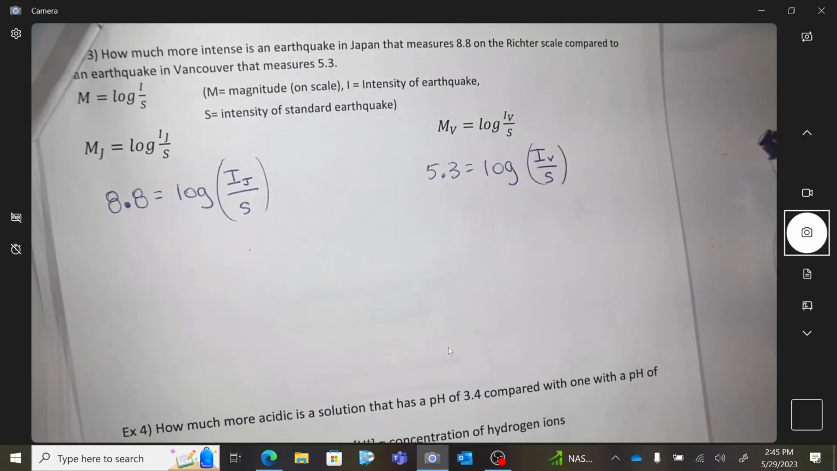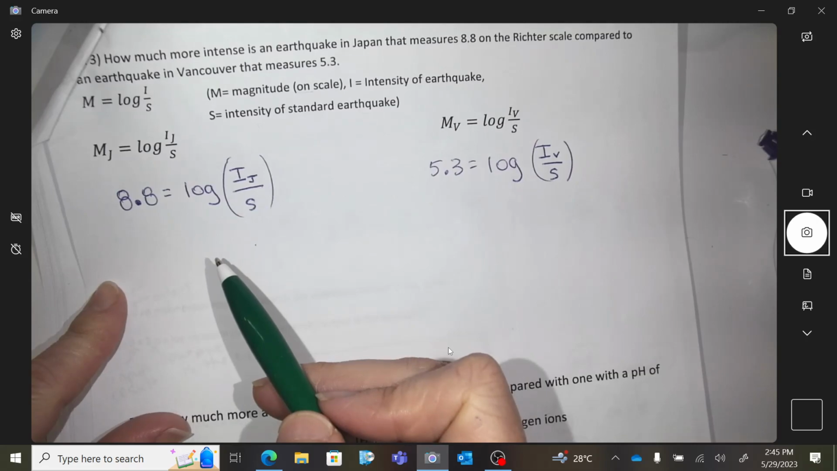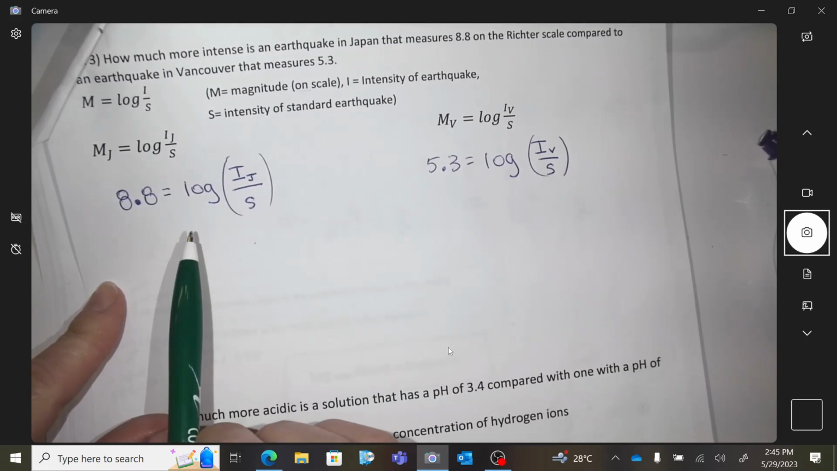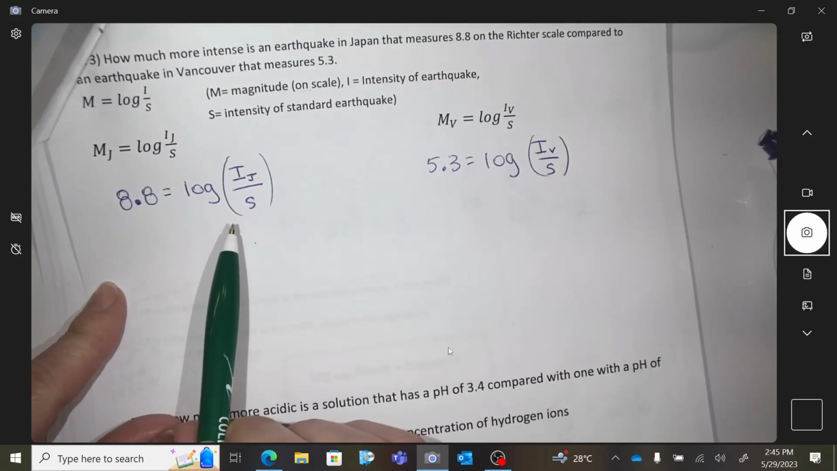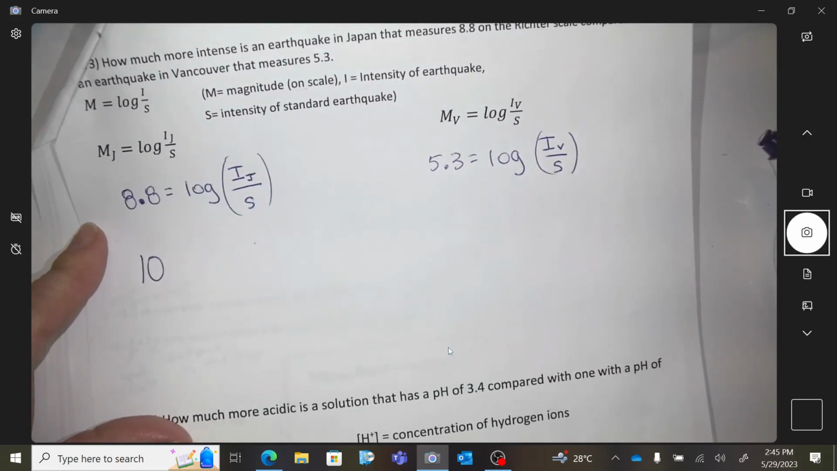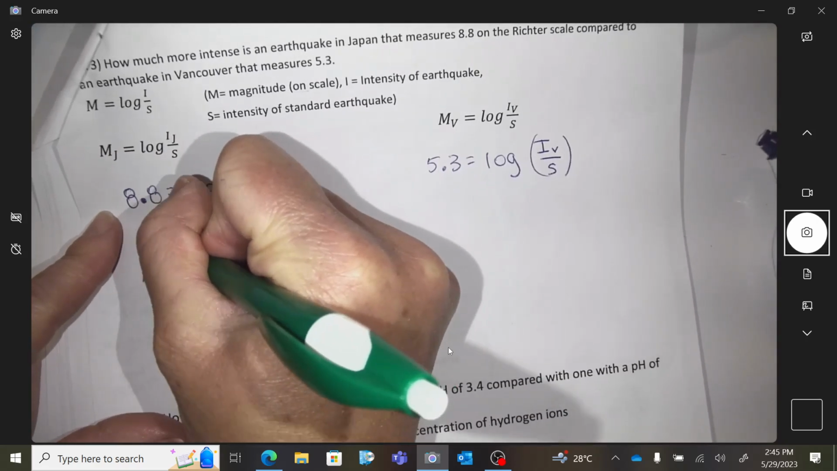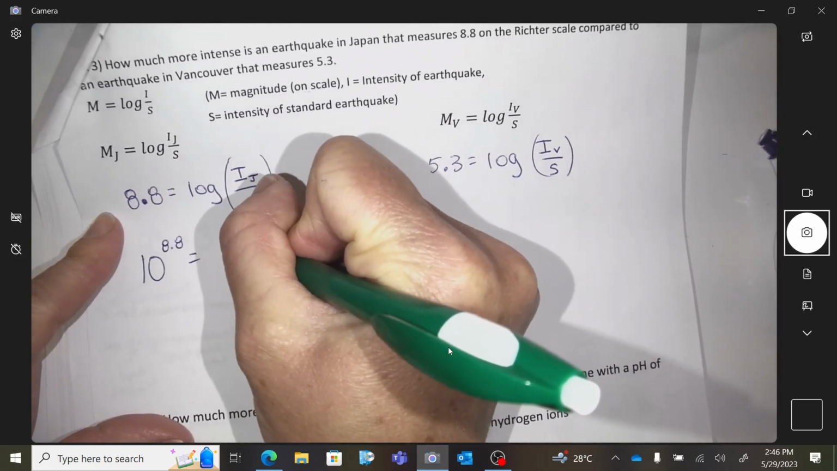Change it to exponential, not standard. That's what I missed. Standard is general form. In this, what's my base here? What's the little base number? 10. 10 to the, what part is the exponent? 8.8 equals the result.